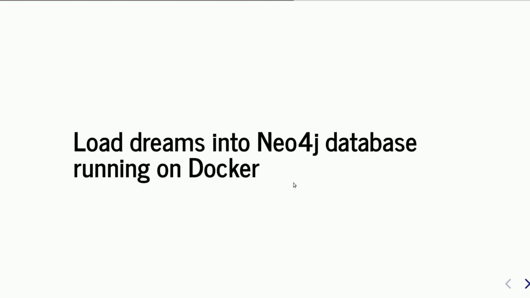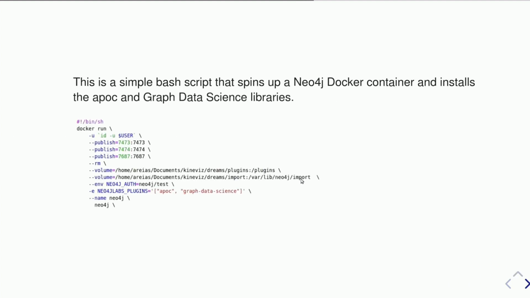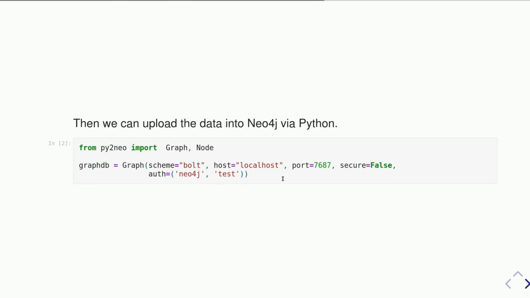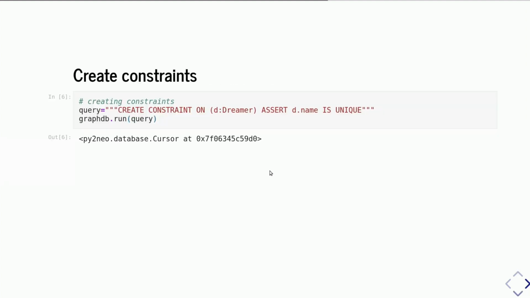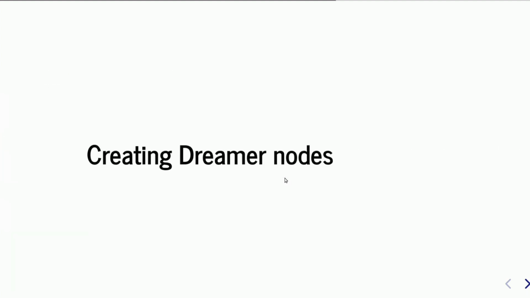Now we load dreams into a Neo4j database running on Docker. Assuming you have Docker installed, you can use this simple example bash script to spin up a Docker container with the Neo4j database and automatically install APOC and Graph Data Science libraries. Then we can upload the data into Neo4j using Py2Neo. So this is the connection to your local database. First, we create constraints just to make sure that our Dreamer nodes, Dream nodes, and entity nodes are unique, and this also helps with performance.